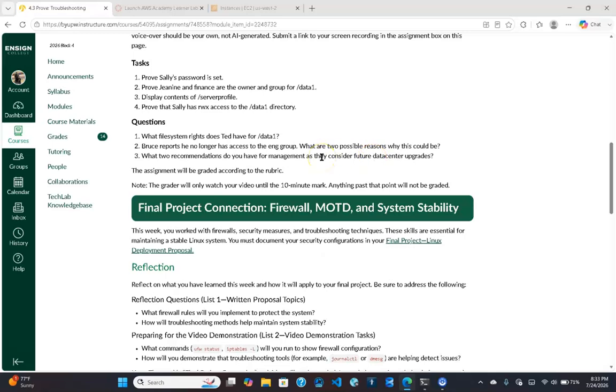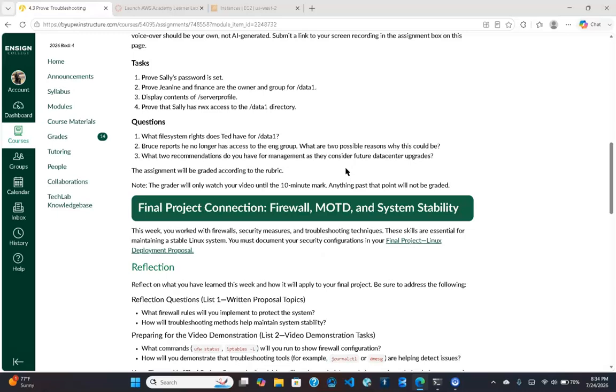Bruce reports he no longer has access to the engineering group. What are 2 possible reasons why this could be? One of them is he could have been removed as part of the engineer group, which would not allow him to have access to it anymore. And the other thing would be he doesn't have permissions. He might be part of the group, but he doesn't have permission anymore. So I'm guessing that could be the possibilities.